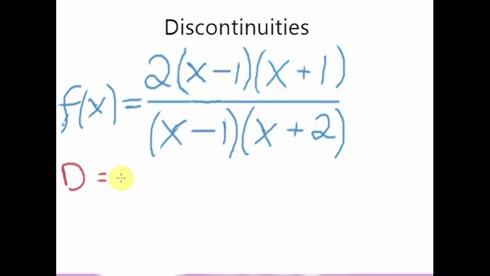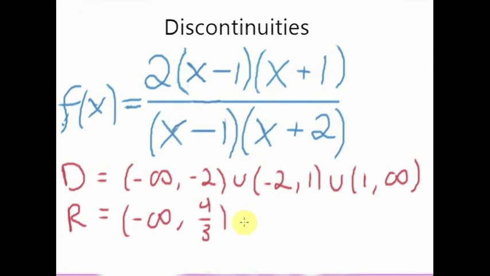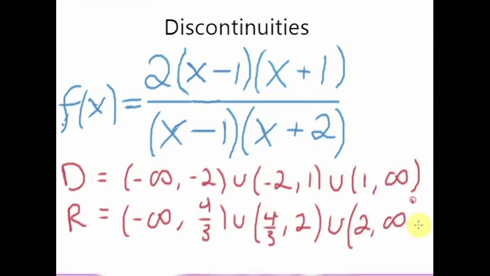The domain of this function is -infinity to -2, union -2 to 1, union 1 to infinity. The range is -infinity to 4/3, union 4/3 to 2, union 2 to infinity.